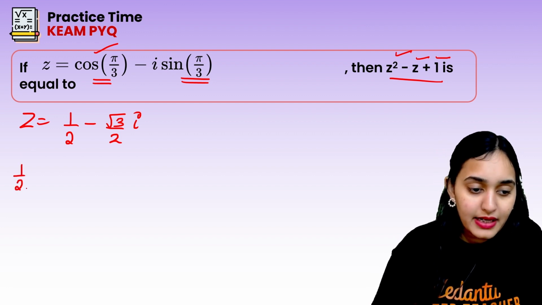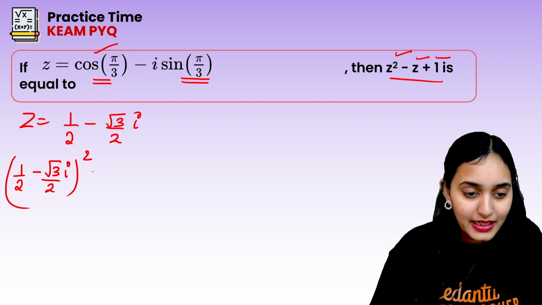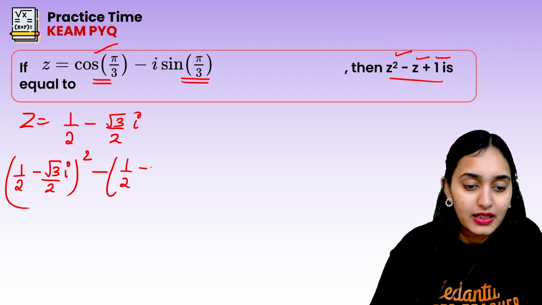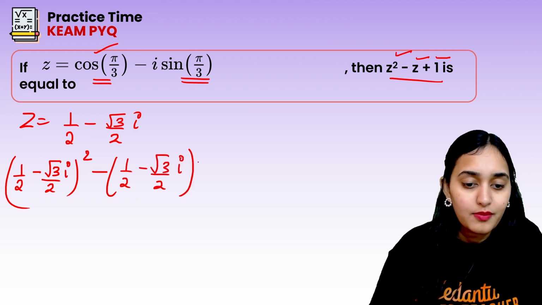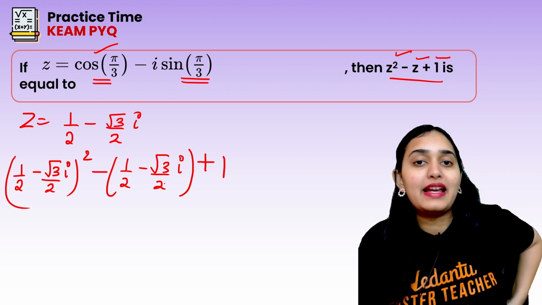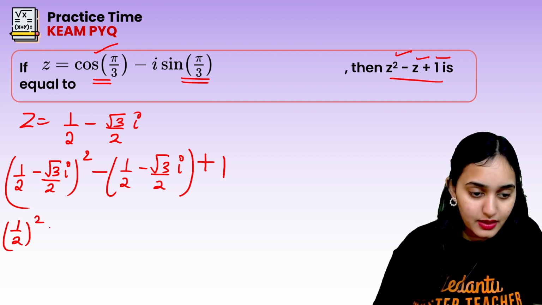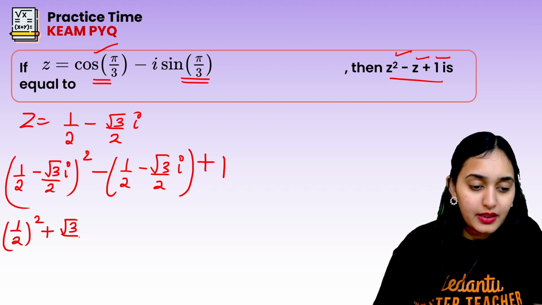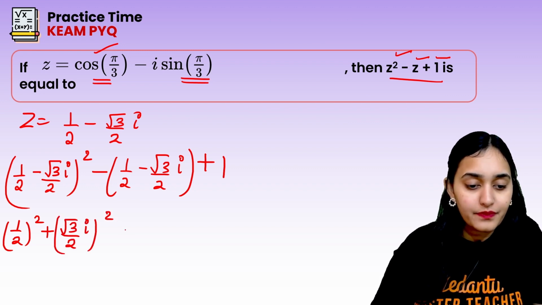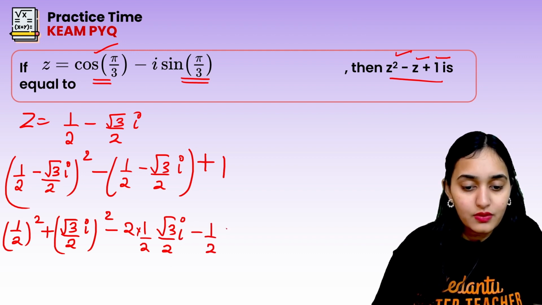So (1 by 2 minus root 3 by 2 i) whole square minus (1 by 2 minus root 3 by 2 i) plus 1. Z square minus z plus 1. So what is z square? 1 by 2 whole square, then you have (root 3 by 2 i) whole square, then you have 2 times 1 by 2 times root 3 by 2 i. Then you have minus 1 by 2 plus root 3 by 2 i plus 1.